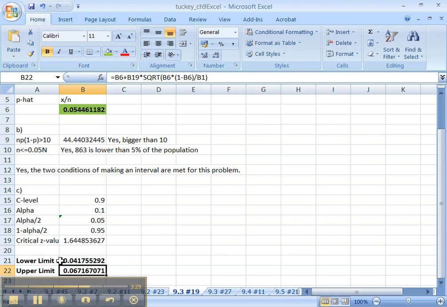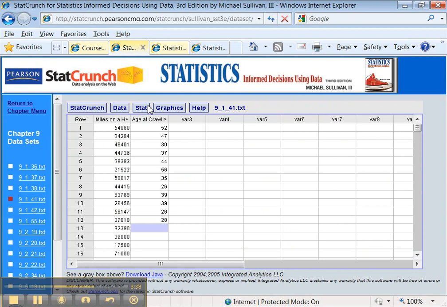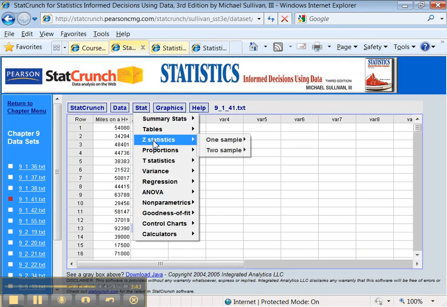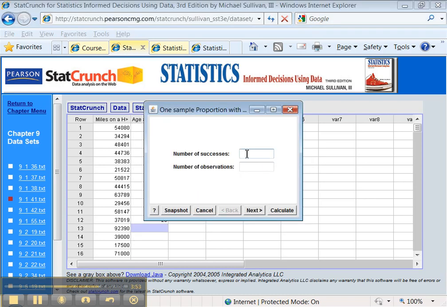All right, now, was this the only way to do it? Of course not. There are lots of ways to do it. Another way would be StatCrunch. So let me go back here and show you StatCrunch. You go to Stat, you go to Proportions, one sample, because Chapter 9 and 10 are one sample. We have Summary, so let me click that. Our number of successes was 47, our observations was 863. Next.